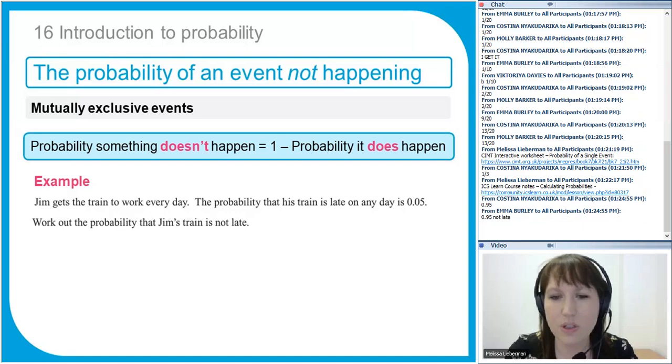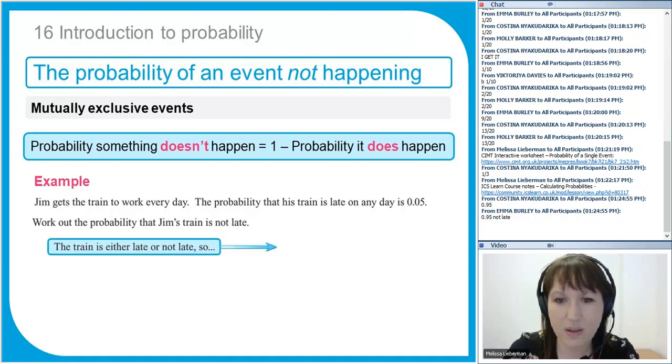Any ideas? What we want to do, if the chance of it being late is 0.05, is the probability of it not being late is 1 minus 0.05. Do it in your head. Christina, you've got an answer, and Emma, anyone want to say something else? So we want to subtract 0.05 from 1. That would give you 0.95. Right, we're subtracting those. If you want to, think of it as 1.00.